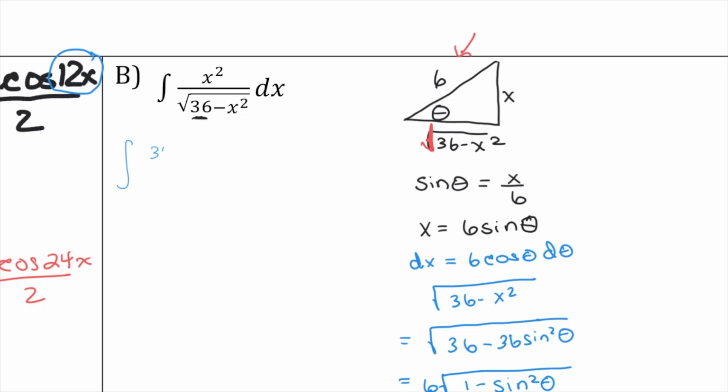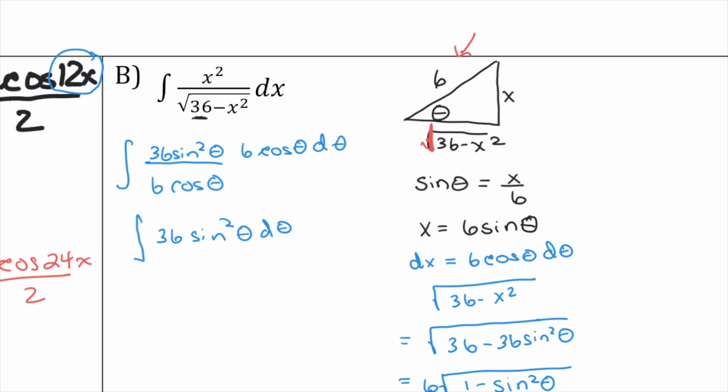Ready to take all the pieces, put them into our integral. X squared is your 36 sine squared theta divided by your square root, simplified to become 6 cosine theta. And of course, dx was equal to your 6 cosine theta d theta, which leaves us with the integral of 36 sine squared theta d theta. Once again, we're going to rewrite our problem using a half angle identity. So we have 36 times 1 minus the cosine 2 theta divided by 2, and then we have d theta.